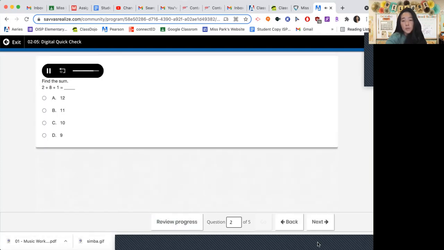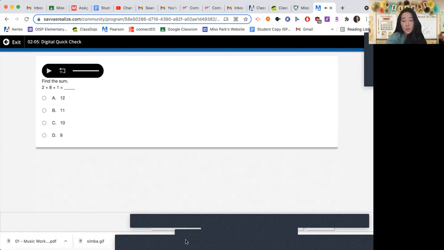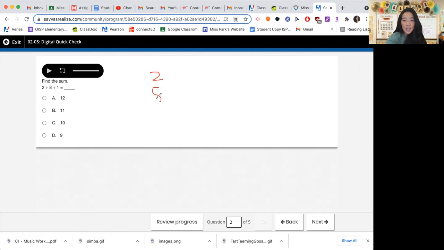Find the sum. The next way that you can do is you can draw them vertically. 2 plus 8 plus 1. You can find doubles facts, near doubles facts, or add 10. So I know that 2 plus 8, so I can circle these numbers, equals 10. And I know that 10 plus 1 would give me 11. So the answer would be B.